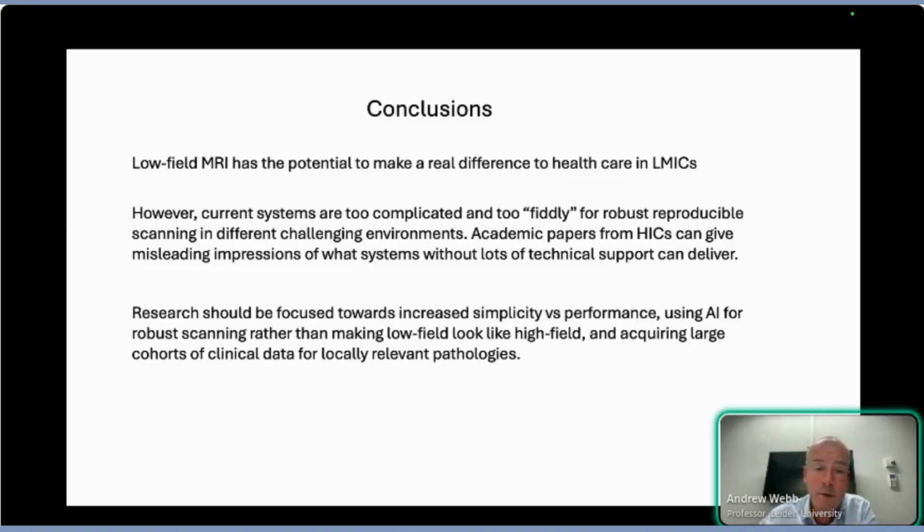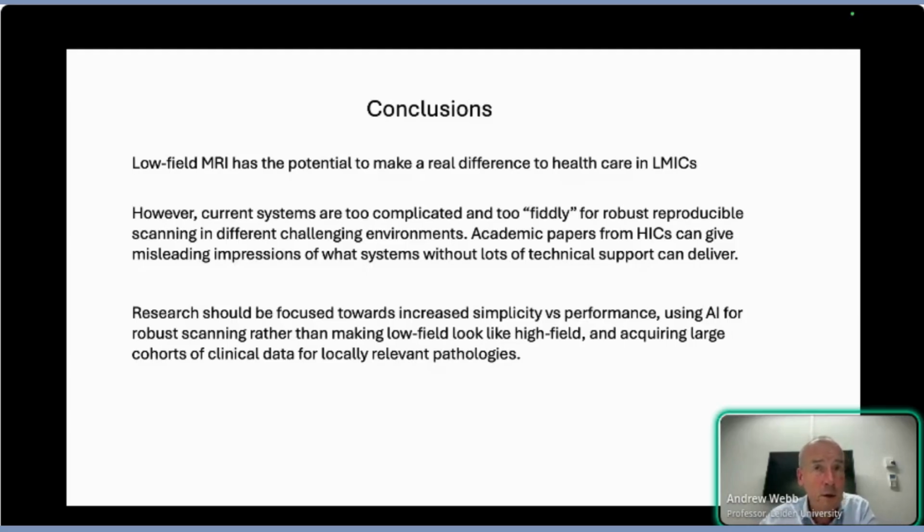I think AI has a role here, but I'm tired of looking at algorithms that make a low field scanner look like a high field scanner. This doesn't make much sense. I think it makes much more sense that we take a low field scanner, which is a simple design, and we're able to turn those images maybe into ones similar to those that would come from a high field system, which has a very, very high degree of precise design.